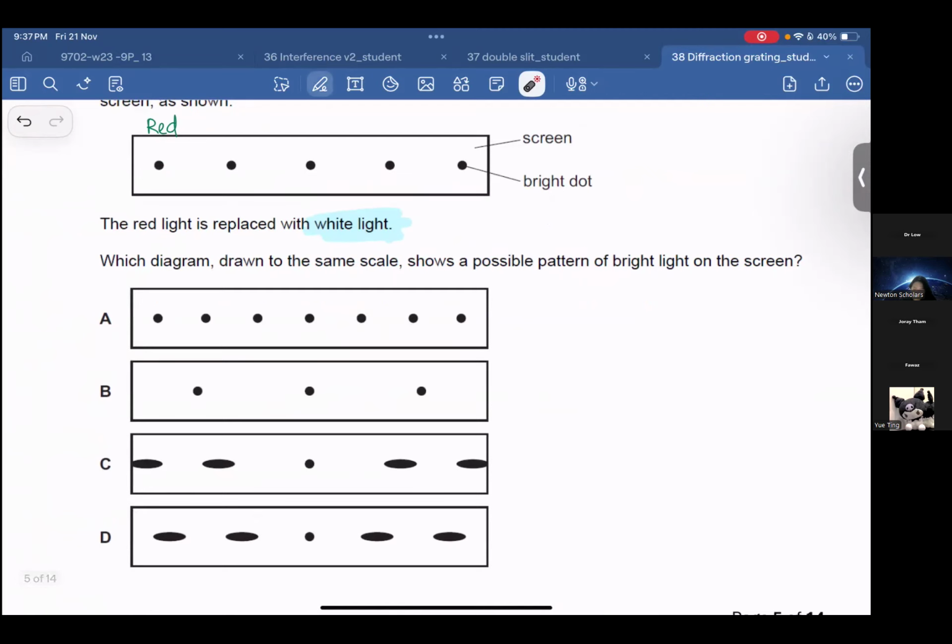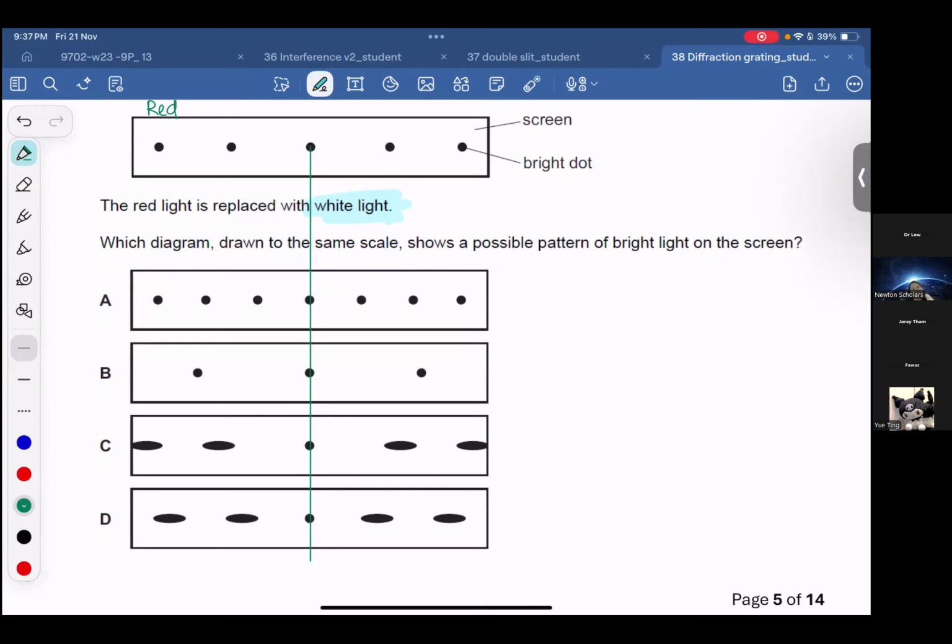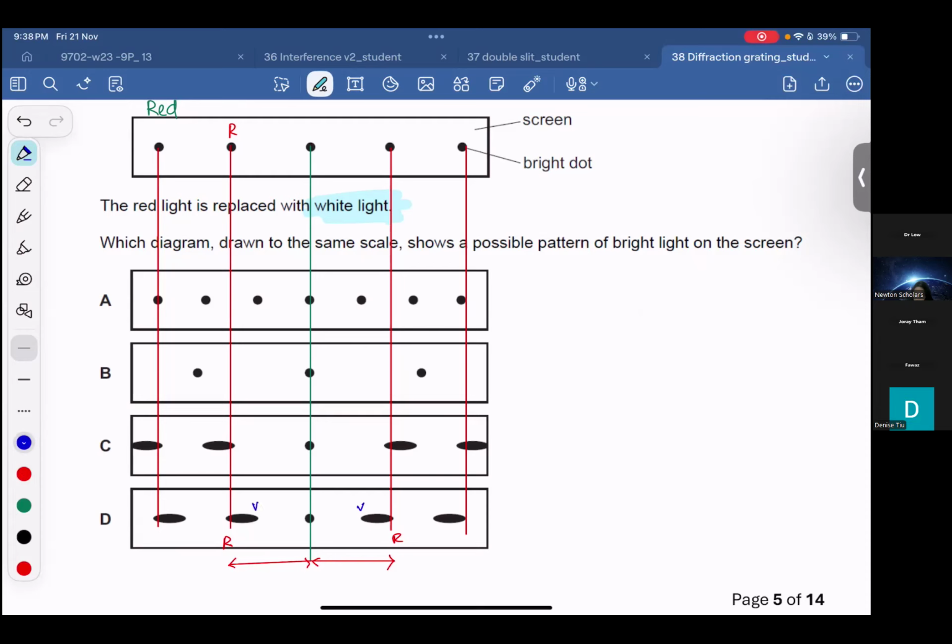When white light, at the center all will be focused and still white light. Then from the center, they will spread out because there are 7 colors. Which one is the correct one? Look at this. This is the red color when it's spreading out. Can you see that the red color will be further away from the center? That means this one should be the violet. Here should be the violet.